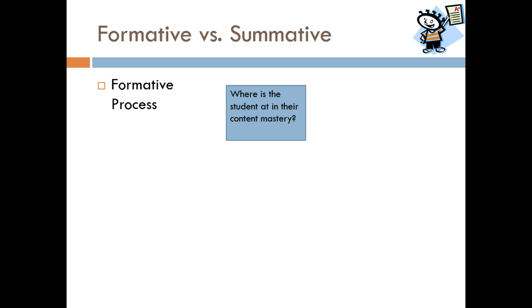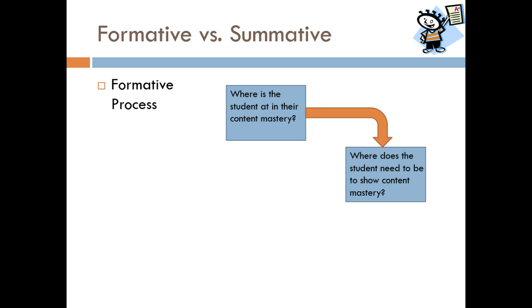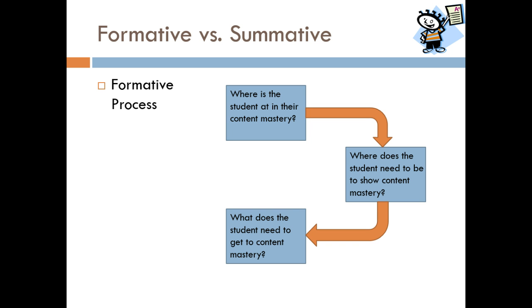We start off with, where is the student at in their content mastery? So that almost feels like a summative, it's put the dipstick in, where are they at? But the difference here is that the next place is, where does the student need to be to show content mastery? So we have an expectation already in place in a formative that they are not at content mastery. We know they're not at content mastery. We want to know where they're at in their journey, and then where do they need to be in this journey? And then the next piece is, how do we get there? How do we get to that end point?